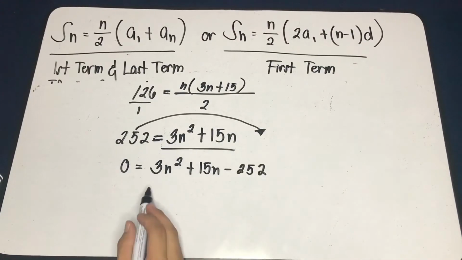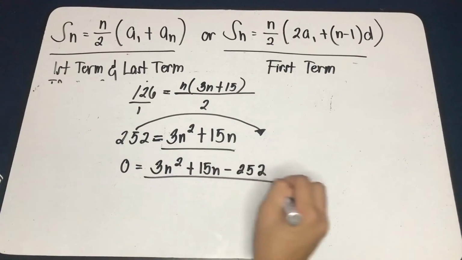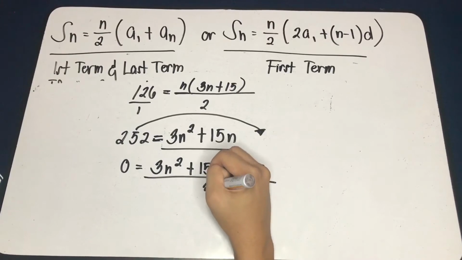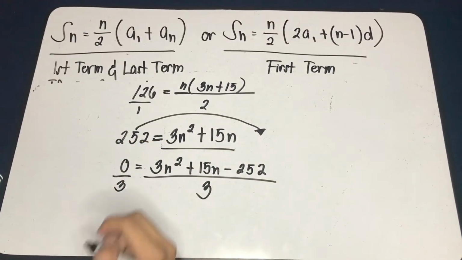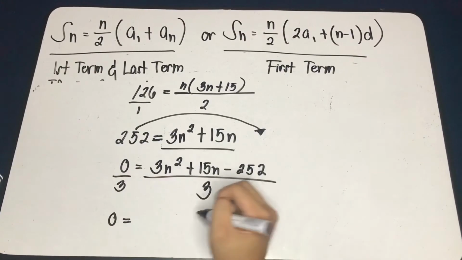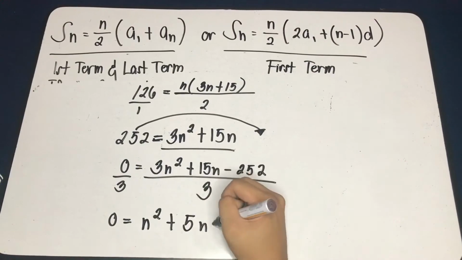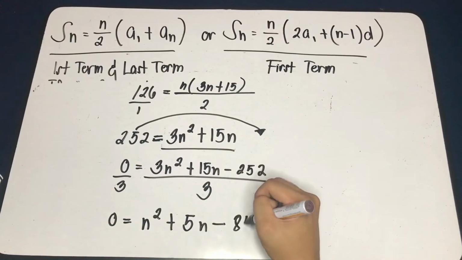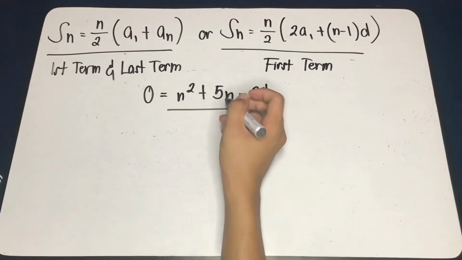So, maghahanap ka ng number na pwede i-divide nilang lahat. So, anong number? We have 3. I-divide natin dito. 0 divided by 3, we have 0 pa din is equal to n squared plus 5n minus 84. So, ito na yung equation natin. We just have to factor this.